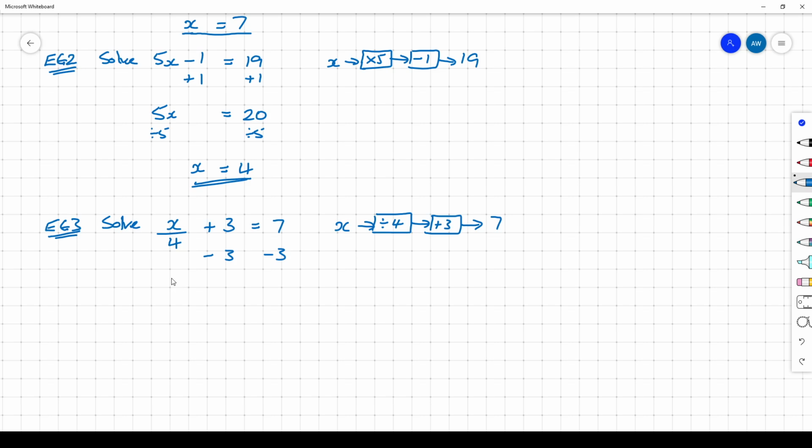Going down the page, we still have x divided by 4. Plus 3 minus 3 is nothing, that's what we wanted. 7 minus 3 is 4. So now we have something divided by 4 is 4.